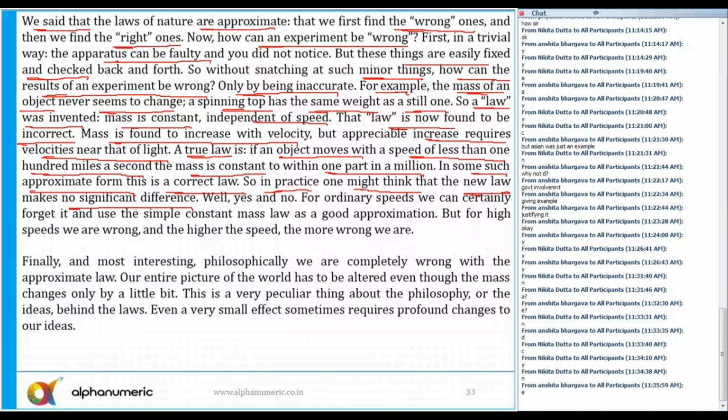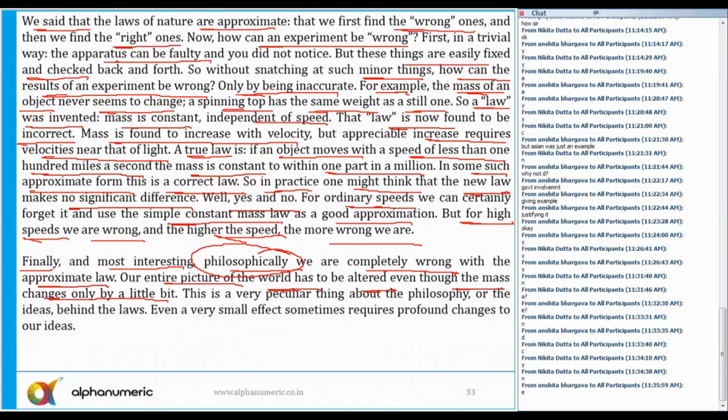So if you ask whether the new law makes no significant difference, the answer is, well, yes and no, both. Because if you're just talking about ordinary speeds, then you can take the simple constant mass law as a good approximation. But the moment you talk about high speeds, you're wrong. And the higher the speed, the more wrong you are. Finally, he tells you the most interesting thing, philosophically: we are all completely wrong with the approximate law. Our entire picture of the world has to be altered, even though the mass changes only by a little bit. So philosophically, everybody is wrong.